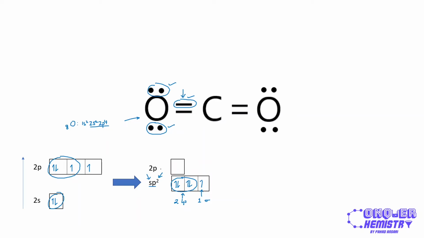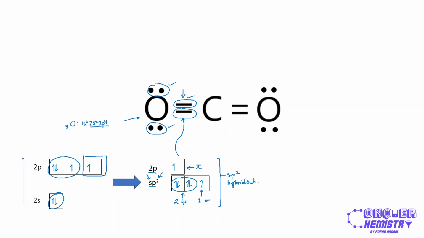That leaves us with this particular p orbital that does not take part in the hybridization process. It will remain a 2p orbital. This unhybridized 2p orbital is used in this particular bond over here, which is the pi bond. So the double bond consists of a sigma bond that involves the sp2 hybrid orbital and the pi bond that involves the unhybridized 2p orbital that was not taking part in the mixing process. So this is sp2 hybridization that I've just covered.